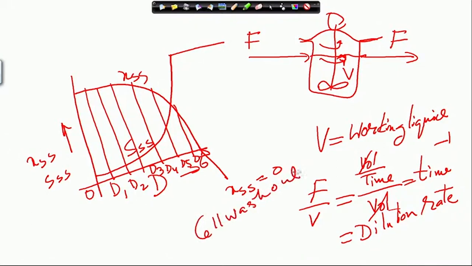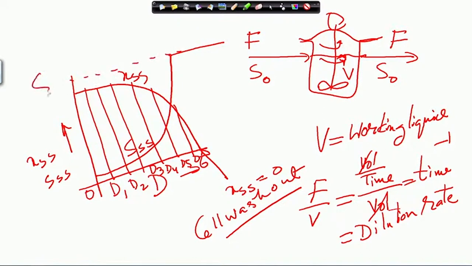What do you mean by washout of the cell? Because there is no cell present in the reactor, because your total reactor is free from the cells. Now, if there is no cell present in the reactor, what will happen? The S0 here and here also will be S0, because no cell, no reaction takes place. So this point will be S0.